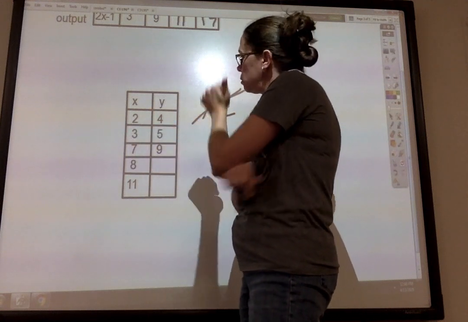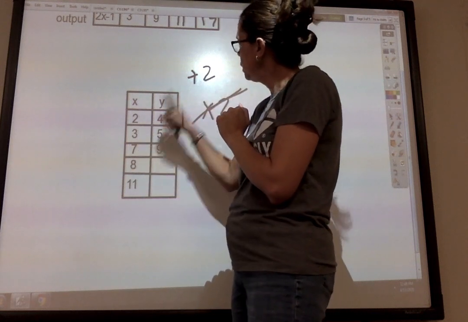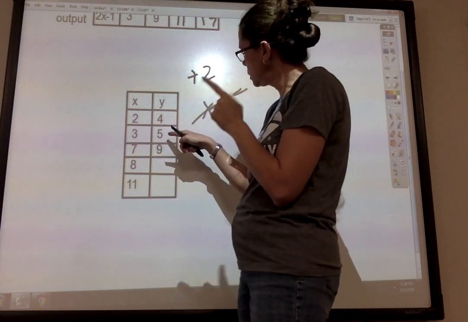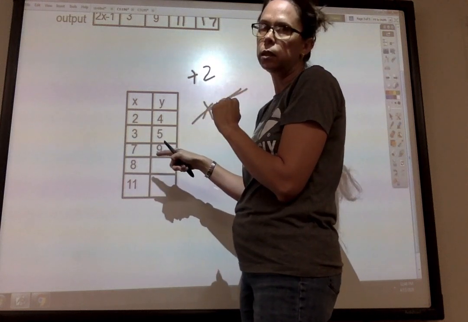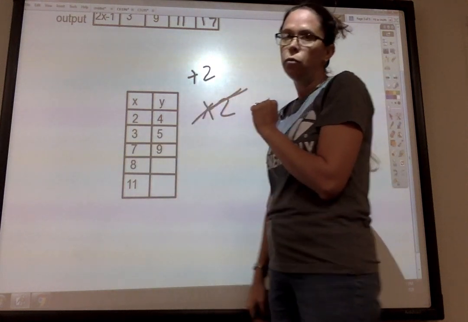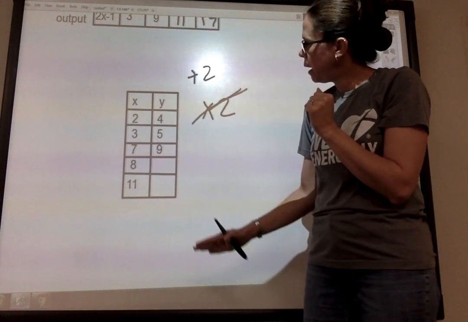How else do I get from 2 to 4? Well, I could add 2. 2 plus 2 is 4. Let's see if that works. 3 plus 2, does that give me 5? Yes, so it checks on that one. 7 plus 2, does that give me 9? Yes, checks on that one. So our function here is we're taking our input and adding 2 to get our output.